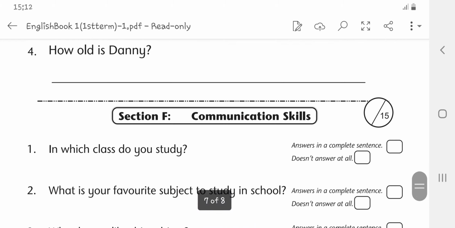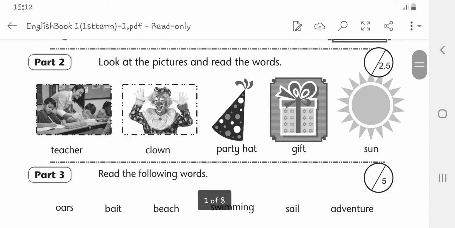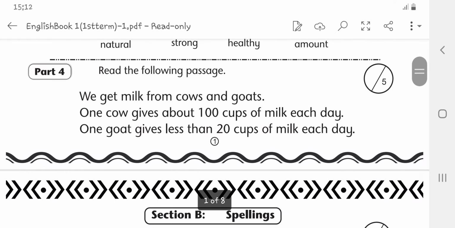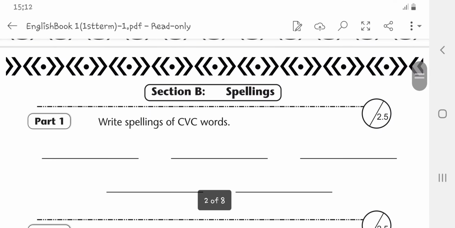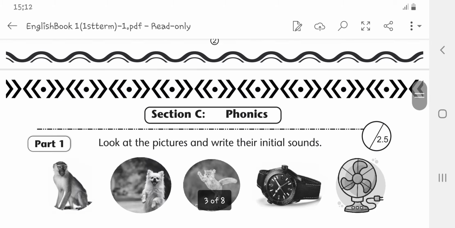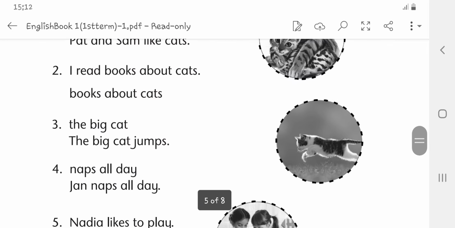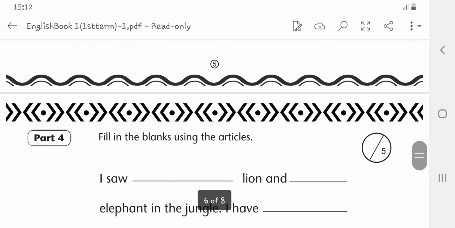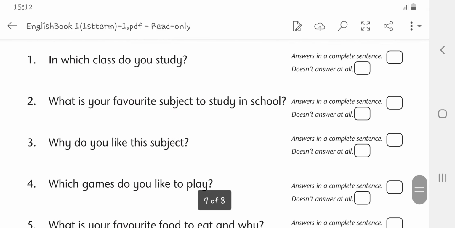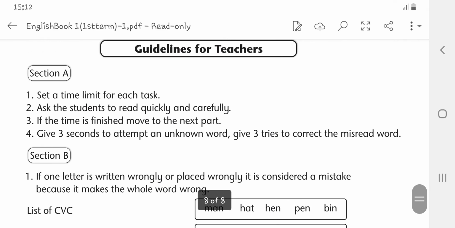So the paper comprises of 6 sections. As I told you, section 1 is about reading, and in every section the parts gradually increase in difficulty. That's why the marking is also according to that. Part B is about spellings, part C is about phonics, part D is about grammar, part E is about comprehension, part F is about communication skills. Now there are some instructions and guidelines for the teachers.